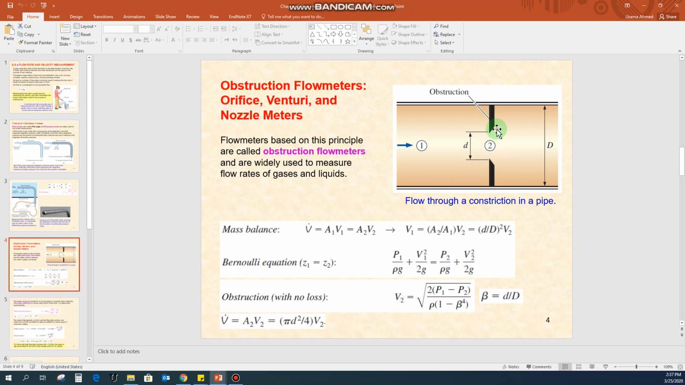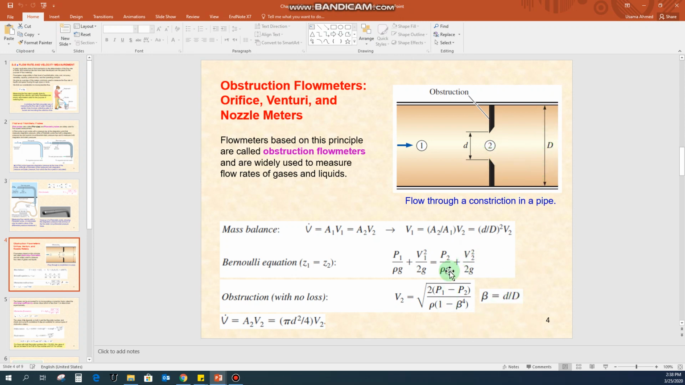So what should be the velocity at the point 2? And this equation we get here after the rearrangement of this equation, and in this equation we have introduced this new term which is beta. So what is this beta? It is the ratio of the smaller diameter to the capital diameter. What is the smaller diameter? It is the diameter of the obstruction flow meter, and capital diameter, it is the diameter of the pipeline.